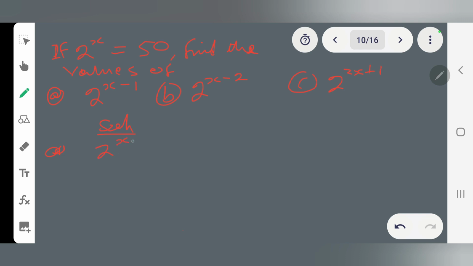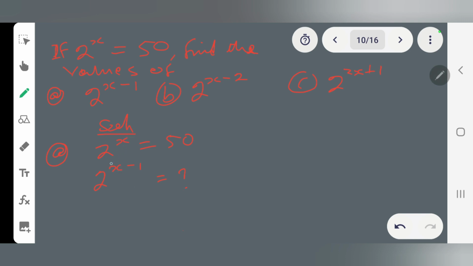2 raised to the power x is equal to 50. Then 2 raised to the power x minus 1 will be what? Here, what we have to think about is 2 raised to the power x is equal to 50, and we have 2 raised to the power x minus 1 here. So we need to try to manipulate 2 raised to the power x minus 1 in order to get this one, 2 raised to the power x.